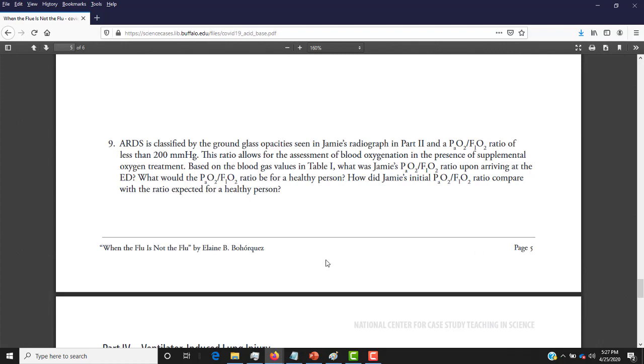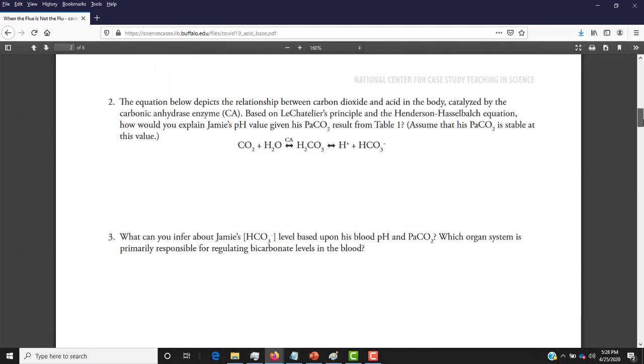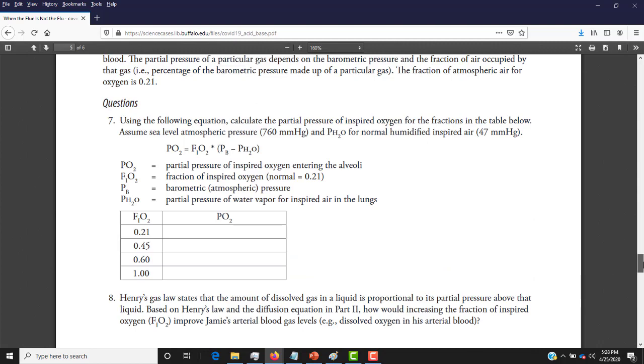So all you really have to do for question number 9 is to plug in values for this equation, both for Jamie and for a healthy person, and to compare them. And the values for each of these variables is given to you throughout the assignment. The first one, the PaO2, that's given to you in table number 1, this value. And the value for the fraction of inspired oxygen is given to you both here and in here. So you have all the values that you need. You just have to know how to use them properly.